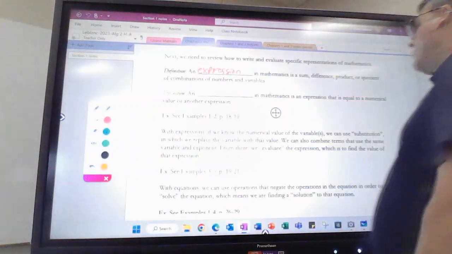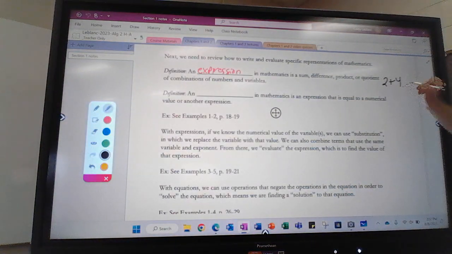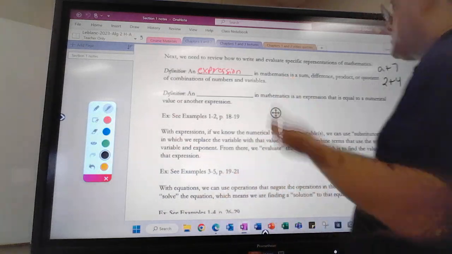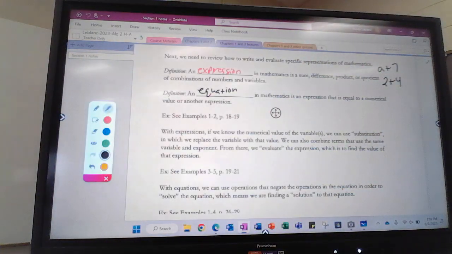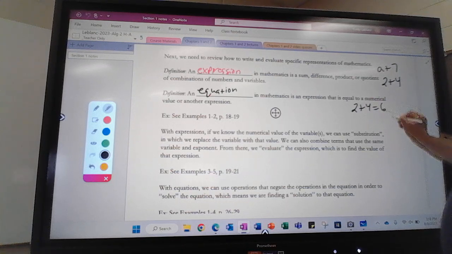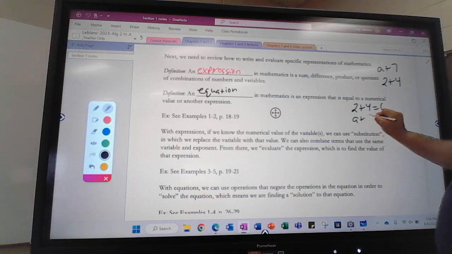Okay. So like, for example, 2 plus 4 is considered an expression. A plus 7 is considered an expression, okay? We can actually go even further than that and turn an expression into an equation. So what an equation is, in mathematics, it's an expression that is equal to a numerical value or another expression. That's like saying 2 plus 4 equals 6. That's an example of an equation. Or A plus 7 is equal to 5. That's another example of an equation.